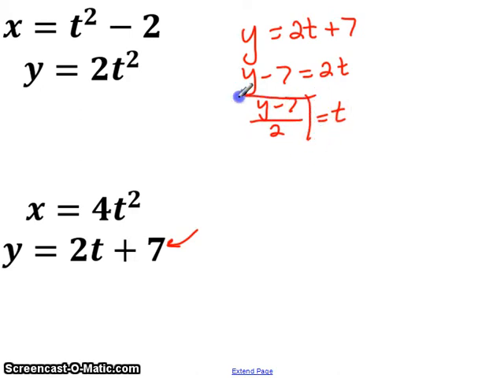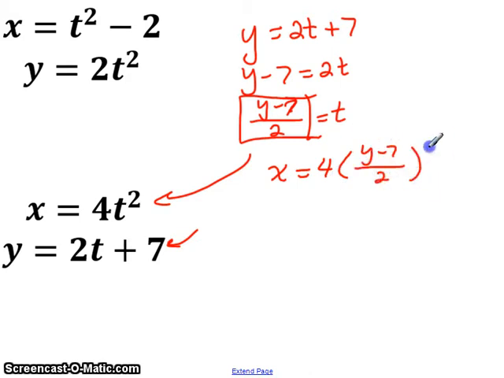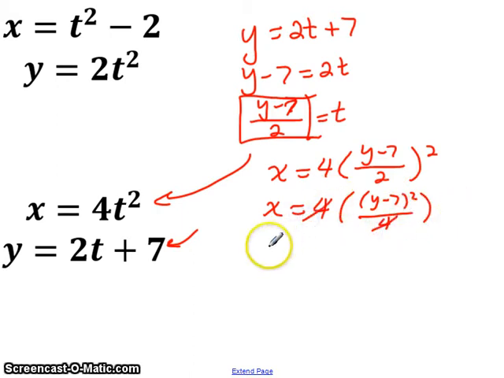Okay, so now I have an expression for t, and then I'm going to plug that in down here. Now notice I'm going to have to be squaring this whole fraction here, so I'll have x equals 4 times y minus 7 divided by 2, and that whole thing squared. Now to square a fraction, we just square what's on top and we square what's on the bottom, and so x in this case will be 4 times y minus 7 squared over 4. 2 squared is 4. And the 4 here and the 4 here reduce down to 1. We get x equals y minus 7 squared.